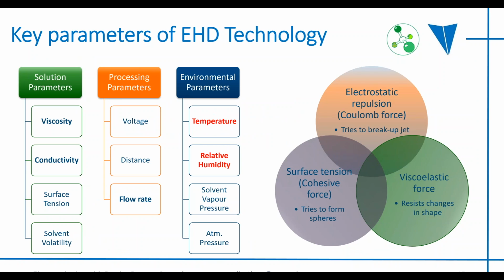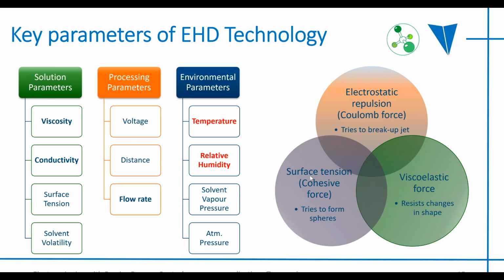Okay, this just shows some of the key parameters involved in the electrospinning technology. On the solution side, we've got viscosity, which is controlled by your recipe, your polymer concentration and molecular weight, the conductivity, surface tension, and the solvent volatility. Those are all aspects which are designed into the process through your solution recipe. Then there's the processing parameters, voltage and distance, which influence the electrostatic field strength, and the flow rate.